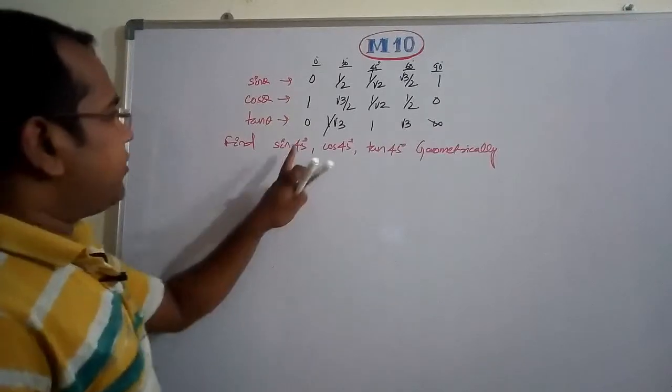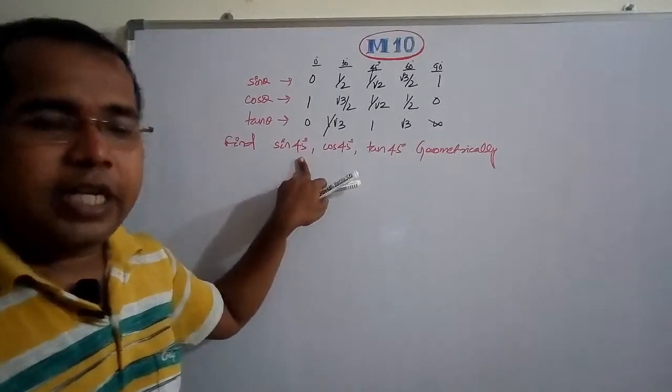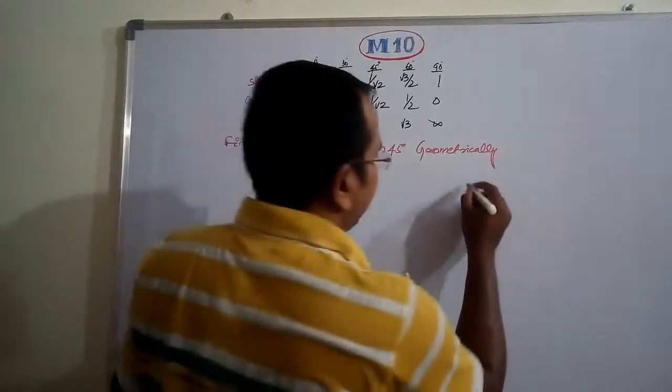Okay, now it is given one of the angles is 45 degree. So let us draw a right angle triangle.